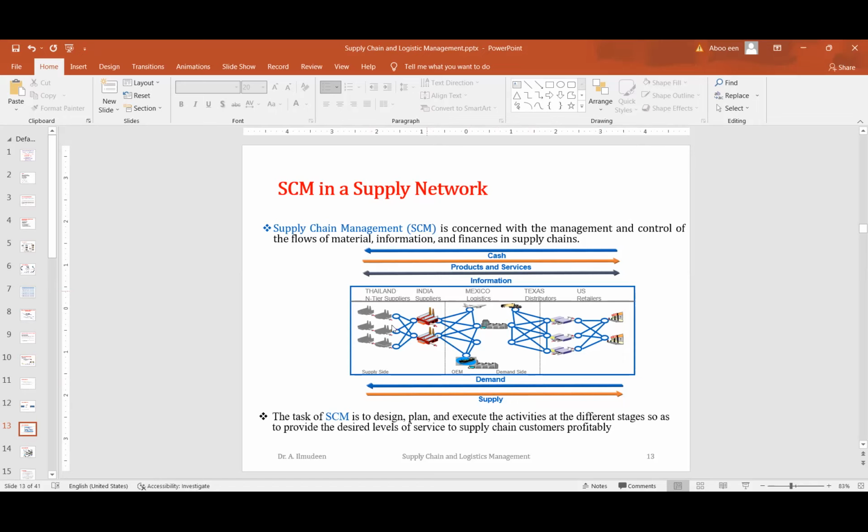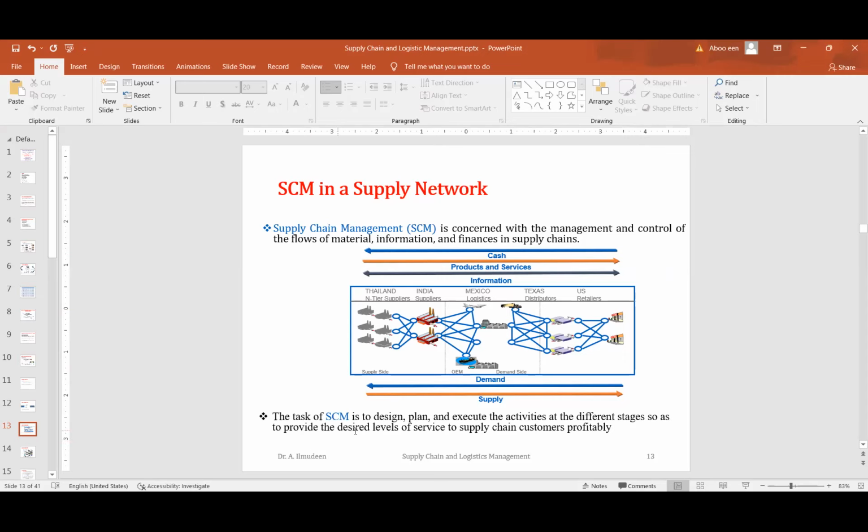And there you see the information flow from the customers to suppliers, various kinds of information flow. Product and service flow from the suppliers to customers, the one-way direction, one-way arrow, you can find it. And from the customers to suppliers, the cash flow. So customers are paying the money for the product. After that, the companies are getting the money and they are paying the suppliers, cash flows.